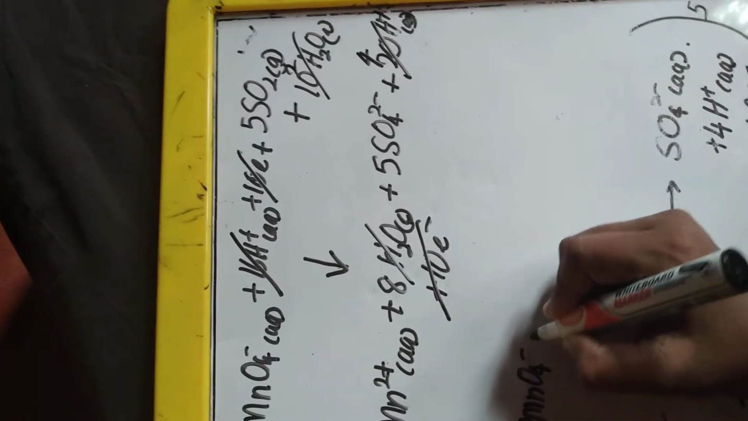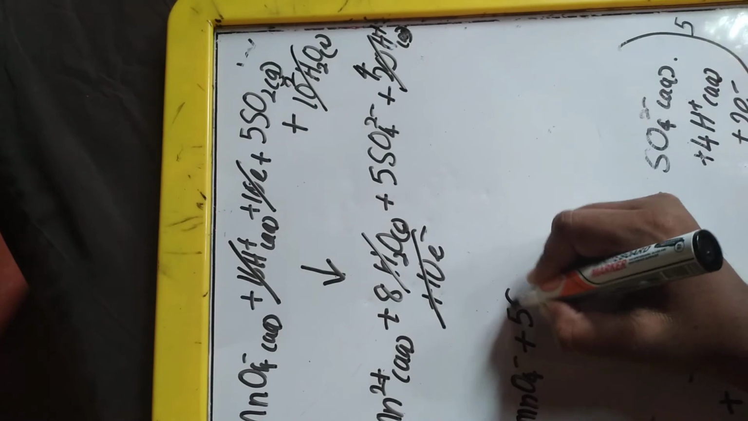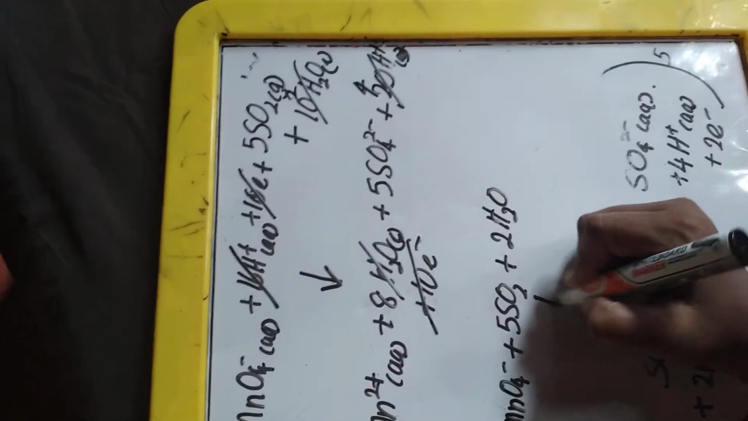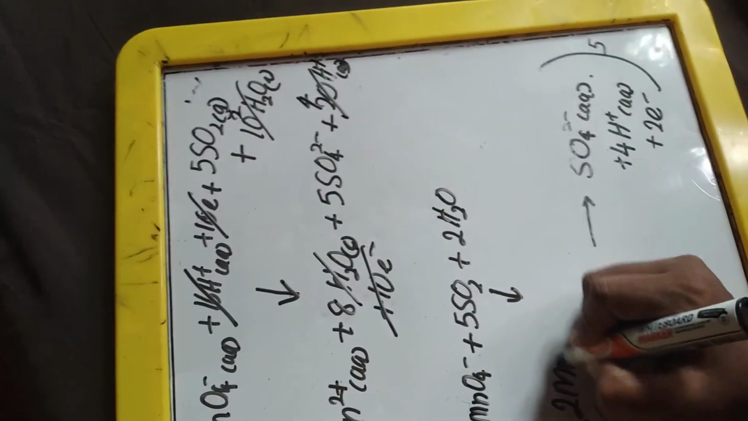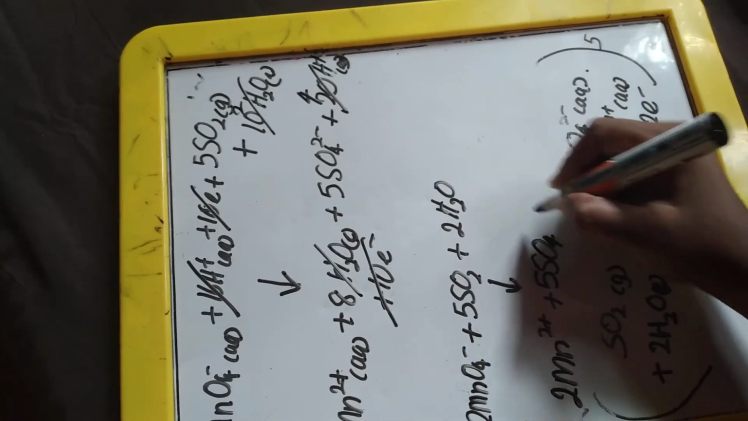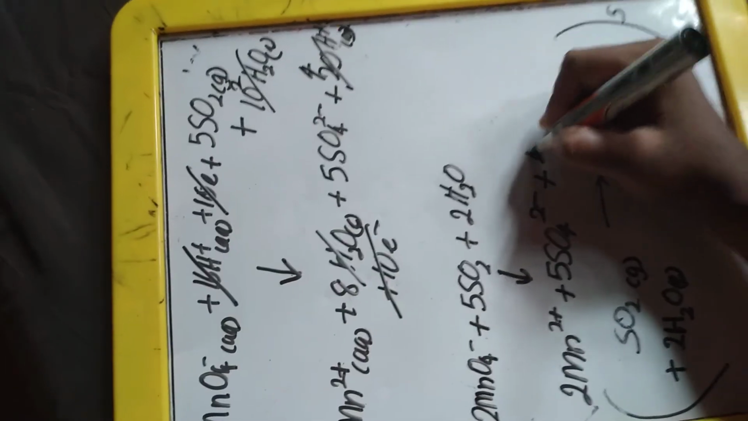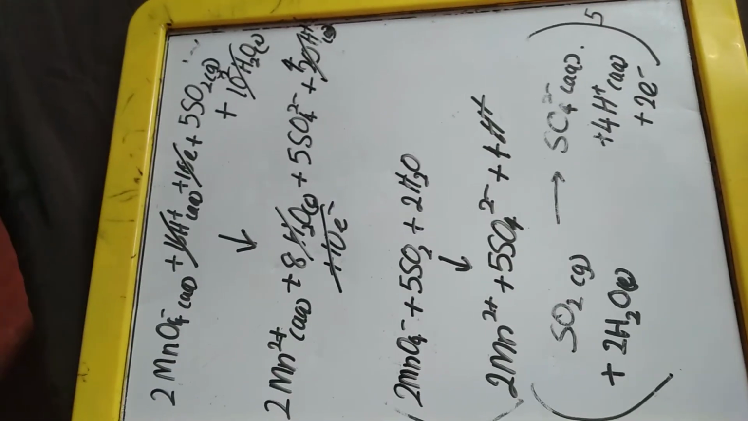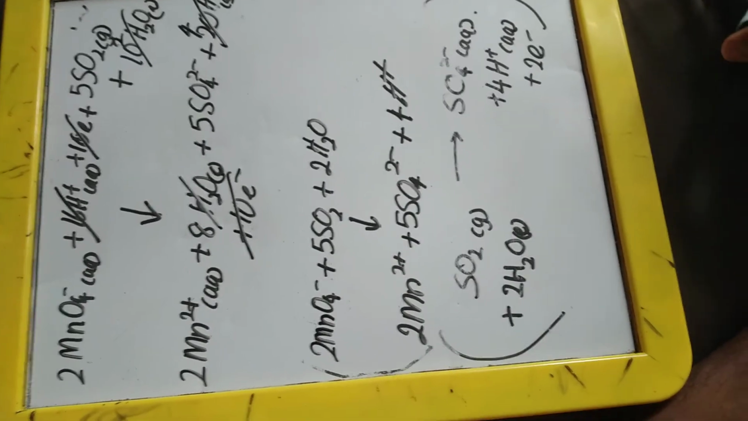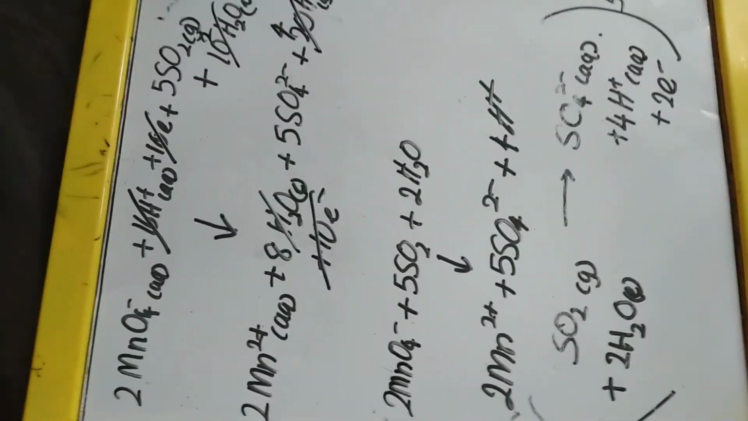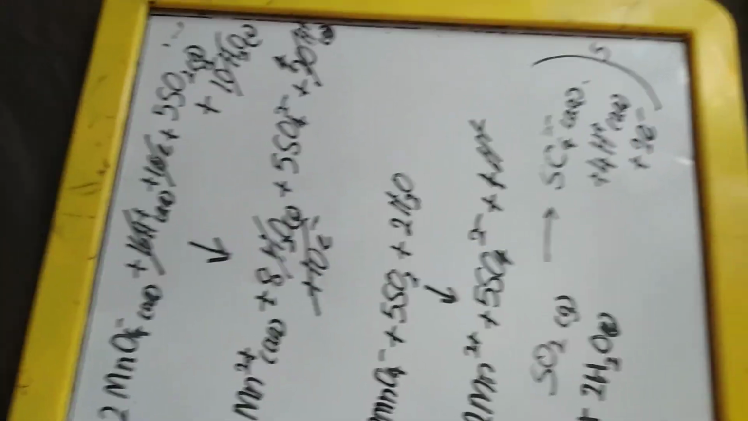2 MnO4 minus plus 5 sulfur dioxide plus 2 water gives you 2 Mn2 plus, 5 sulfate, plus 4 H plus. So if you check the charges and the atomic balance, they are balanced. So this is the easiest way of balancing equations. I'll give another video regarding how to balance these redox reactions using oxidation numbers.